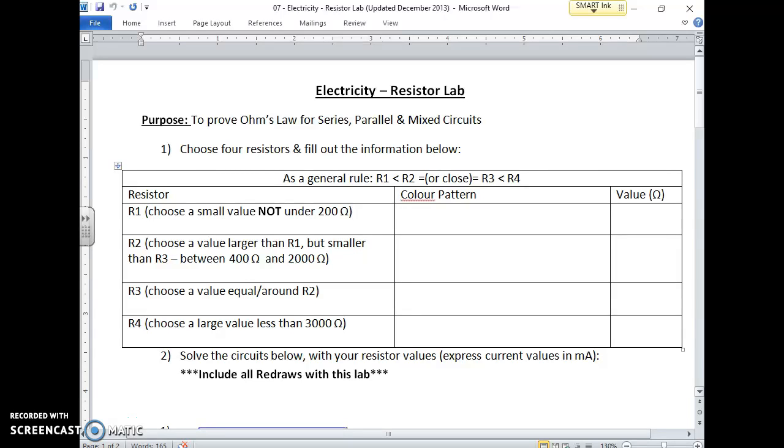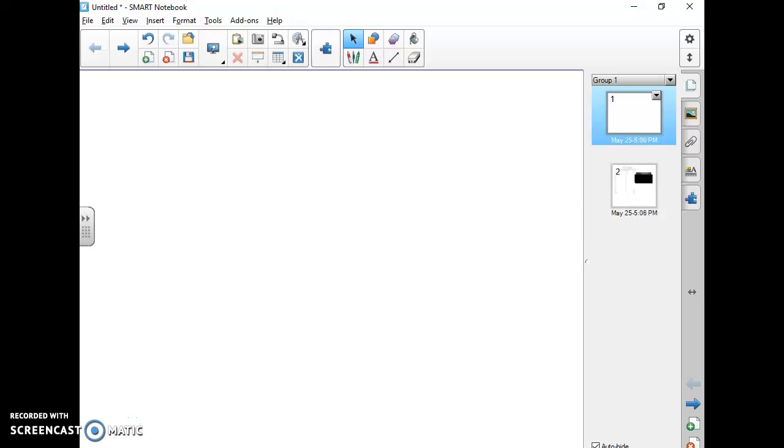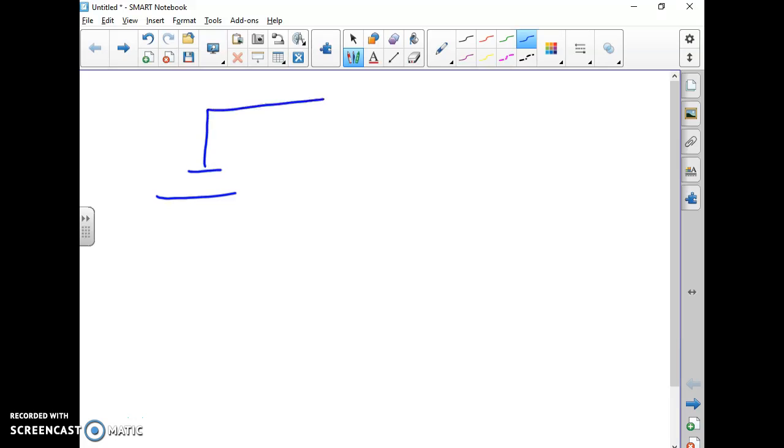Today's video lesson is going to help you get ready for setting up your resistor lab. So let's do a preview of what we've learned in previous lessons. We've learned about types of circuits, and in every circuit we're going to have a setup that looks like this. And there are two things that we have of interest.